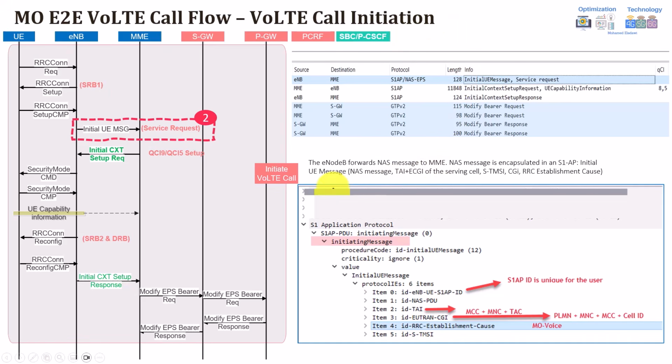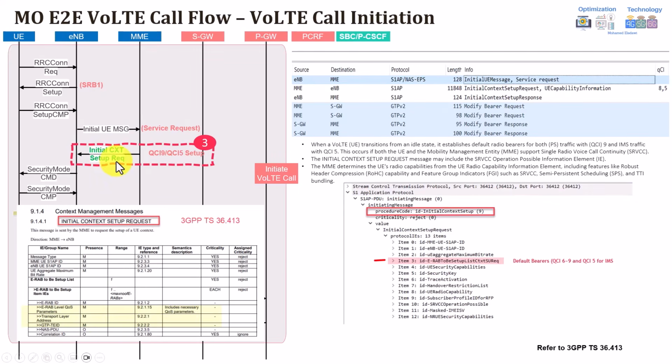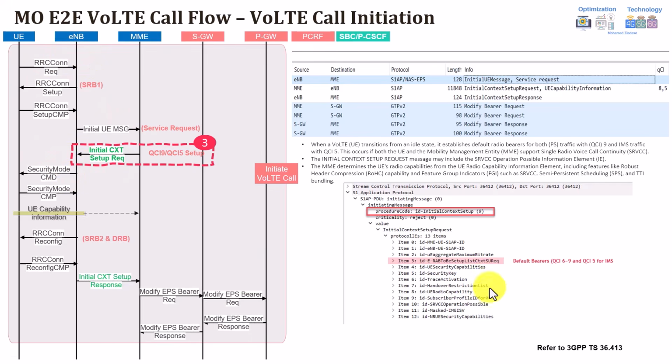Okay, moving forward, the next message will be the initial context setup request. This will include a lot of information, but the most important for us is which E-RAB you would like to set up. So here it will include the default bearers, QCI 9, for example, or 8, or 6, or 7, and QCI 5 as well, which will be used for IMS. It asks the eNodeB, please now start initiating the context and the DRB, the data radio bearer, for this particular user.